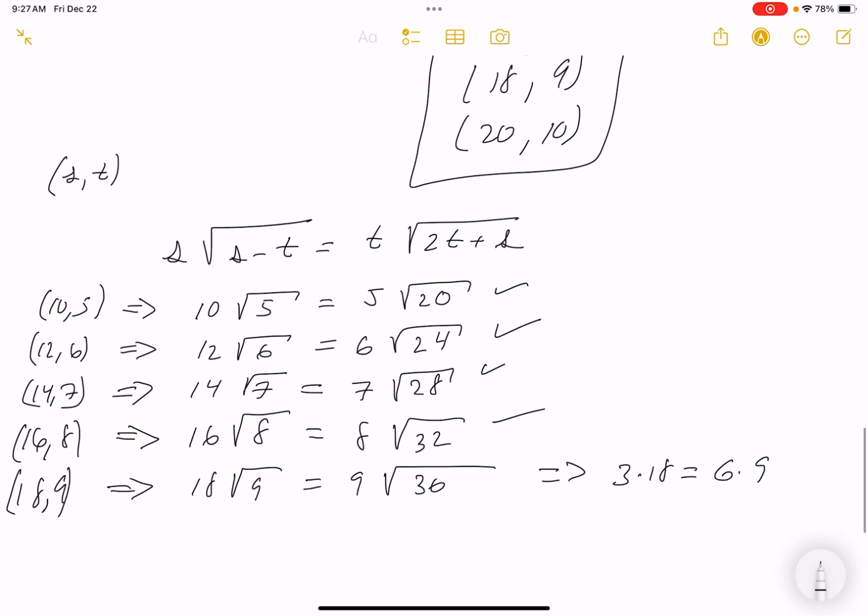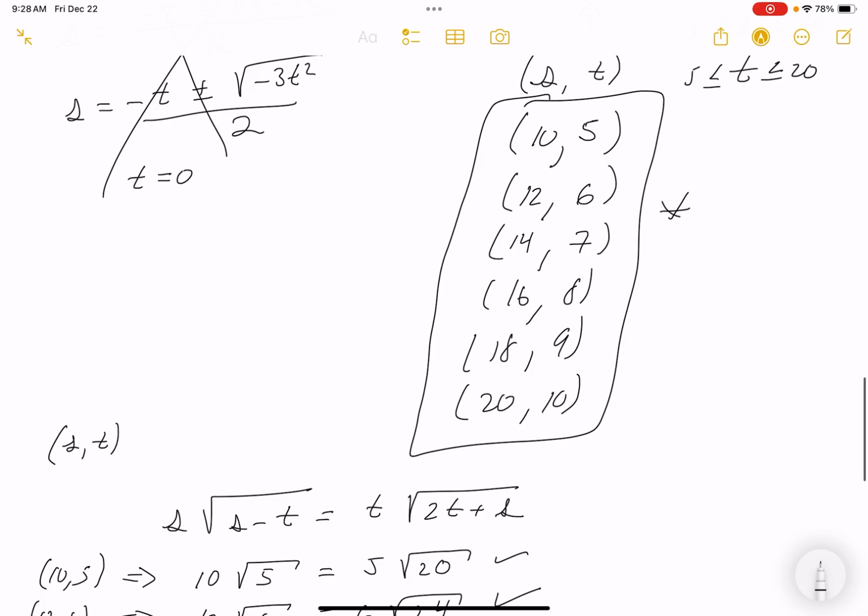Last but not least, we've got 20, 10. We're checking the original equation. That gives me 20 minus 10, which is 10. And then over there, you get 20 and 20, which is 40. And again, there's a 4 there. The square root of 4 is 2. 2 times 20 is, yeah, it looks good. Everything looks good. So these are the answers over here. And we're done. Thank you.